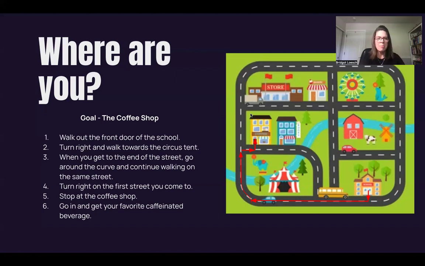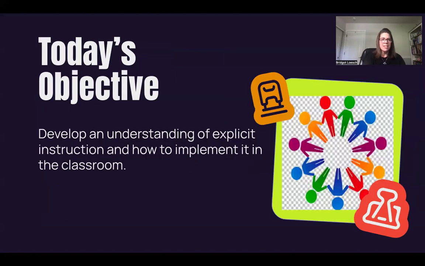This time we all ended up at the same spot. And this is why. The directions were explicit. They started with a goal. They were clear and they were straightforward. So that leads us to today's objective for our literacy bite for today. Today, our objective is to develop an understanding of explicit instruction and how to implement it in the classroom.